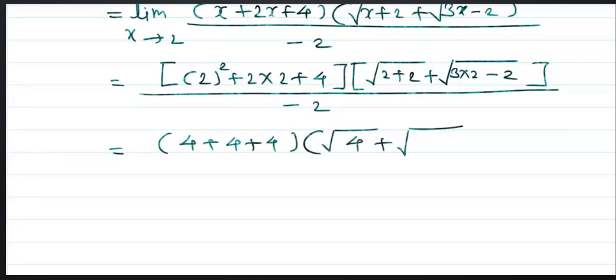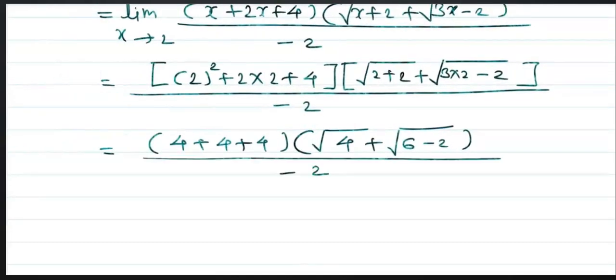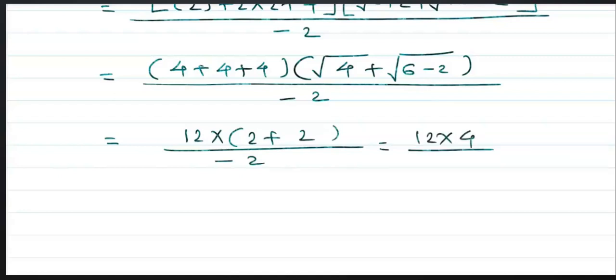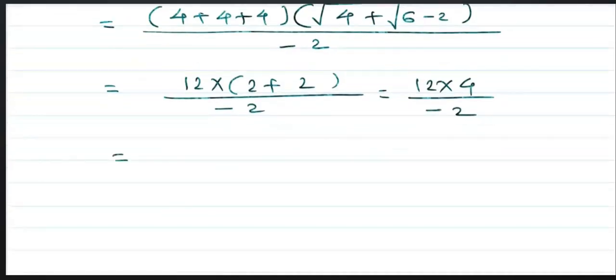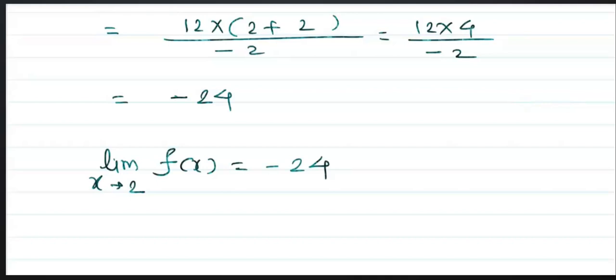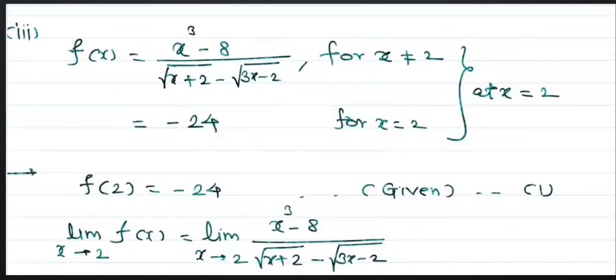In next bracket, root of 4 plus root of 6 minus 2, that will be 4, upon minus 2. And simplification, 12 into bracket 2 plus 2 upon minus 2. 12 into 4 upon minus 2, and that is equal to minus 24. This is the limit. Now limit x tends to 2, f of x is equal to minus 24. This is 2.